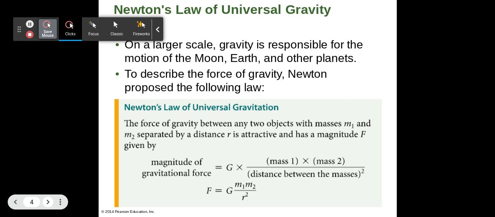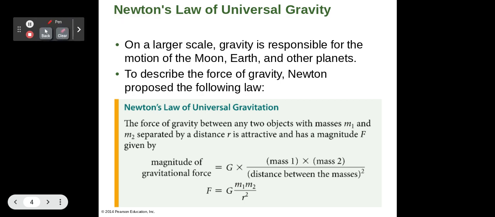But if we think about it on a much larger scale, in terms of the universe, not just us and the Earth but the entire universe, the same applies. Gravity is responsible for the motion of the moon, the Earth, and all the planets. It's what keeps everything in its place. So we have a force of gravity of every object for every other object. And that's basically Newton's universal law of gravitation.